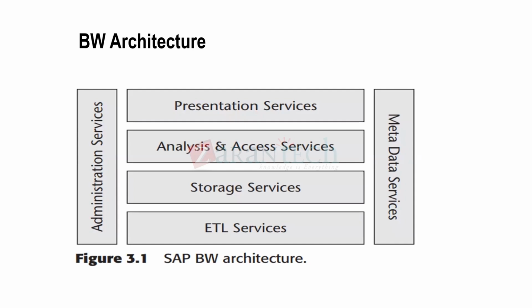So in short, just visualize that the key tasks involved in creating a report in BW are divided into 4 different categories. One is we use some tool to extract the data, which is ETL services. Once we extract the data using a particular tool, we have to store it somewhere. That's the storage services. So we persist the data, or we physically create a copy of the data in the BW system. That is storage services.